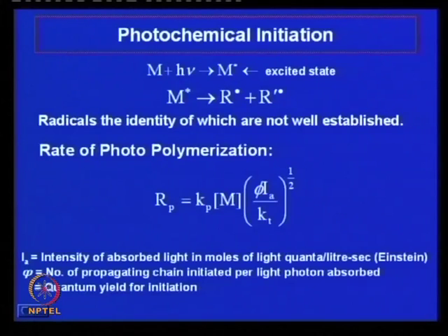So, these are various considerations which can automatically arise. Now, in this case of photochemical initiation, as before, you can compute the rate of polymerization in a similar fashion, where the monomer concentration term is there, the rate constant of polymerization is there, and phi I A by k t to the power half, where I A is the intensity of absorbed light in moles of light quanta per liter second, or Einstein, and this phi is the number of propagating chains initiated per light photon absorbed, or quantum yield for initiation of polymerization.